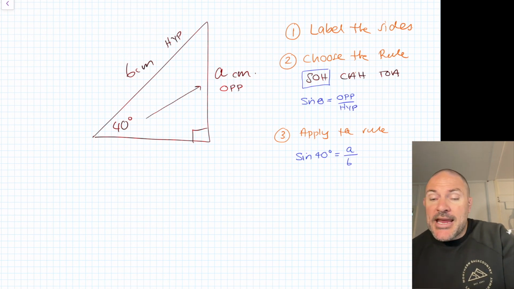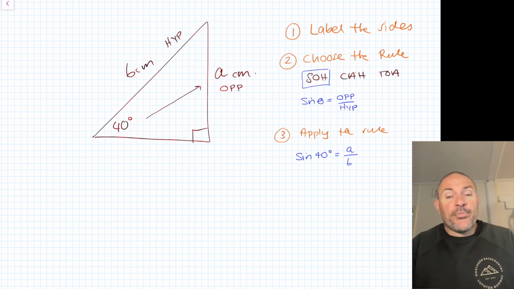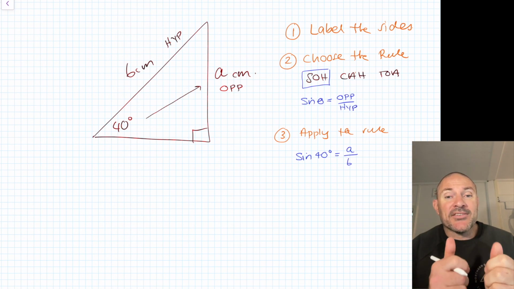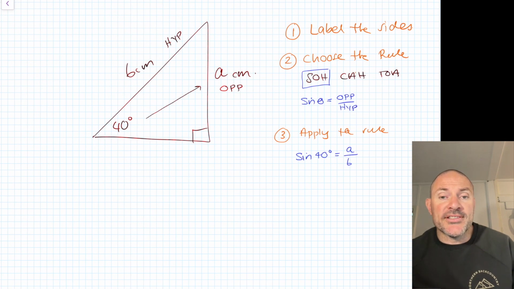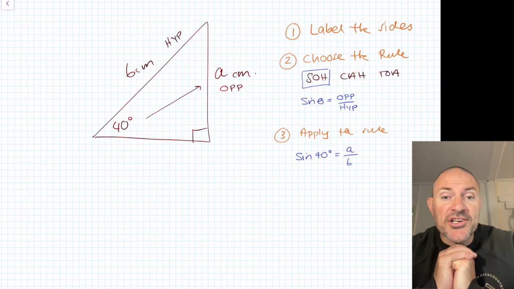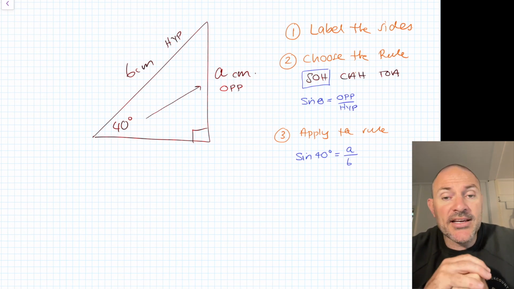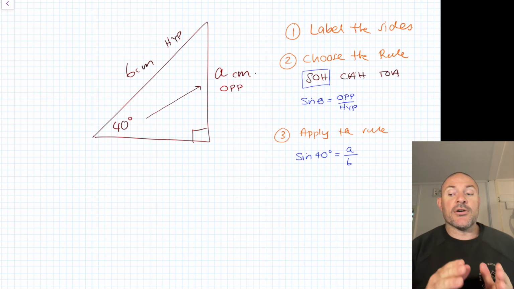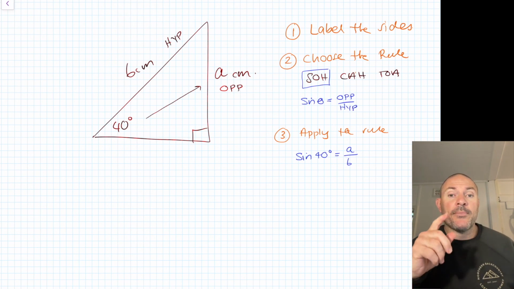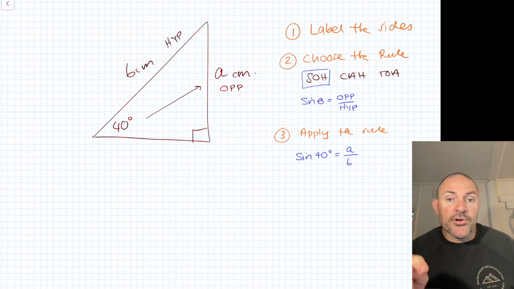That means getting rid of the 6, putting it to the other side, and then typing in 6 times sine 40. Now, again, a lot to learn today. Please have a look at the worksheet that I've given you. Any problems, of course, Canvas, message me or speak to one of the teachers down there, or one of the other boys might be able to offer some assistance as well. But think about SOH, CAH, TOA, opposite, adjacent, hypotenuse, and which rule would I choose?